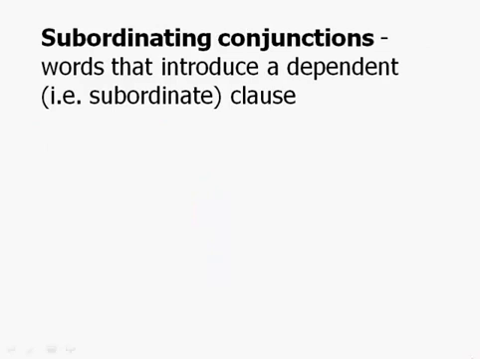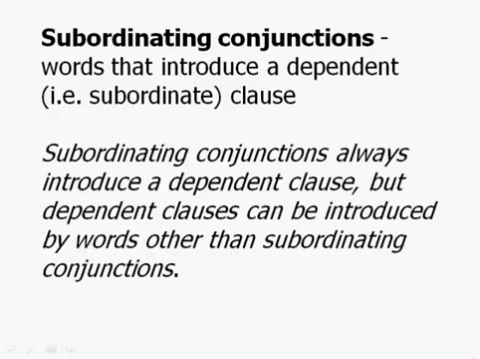Finally, subordinating conjunctions. Subordinating conjunctions are words that introduce a dependent, that is to say, a subordinate clause. So we'll talk in detail in an upcoming video about the nature of a subordinate clause, but first it's just important to understand this idea of a subordinating conjunction. One very technical distinction I'll make here: subordinating conjunctions always introduce a dependent clause, but dependent clauses can be introduced by words other than subordinating conjunctions. This is something we'll explore more in the video on subordinate clauses.